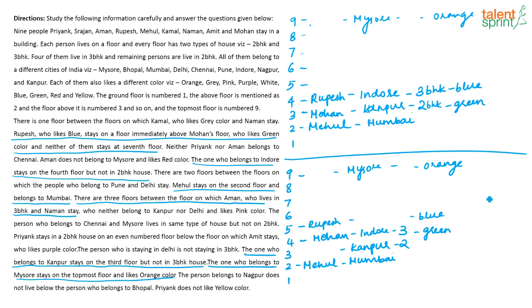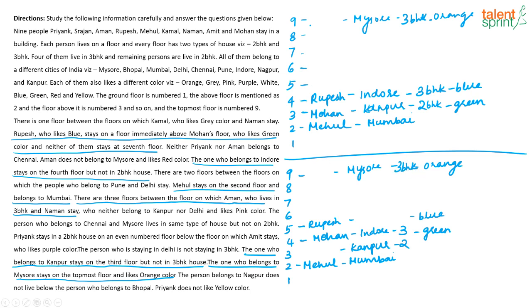Who neither belong to Kanpur nor Delhi and does not like pink color. Look at this information. The person who belongs to Chennai and Mysore lives in the same type of house but not 2 BHK. So the person who belongs to Mysore lives in a 3 BHK. Person who lives in Mysore and Chennai belong to a 3 BHK. That's what they are saying.